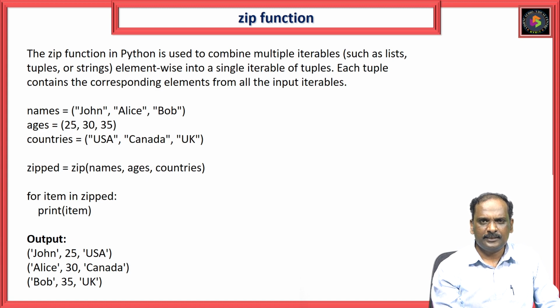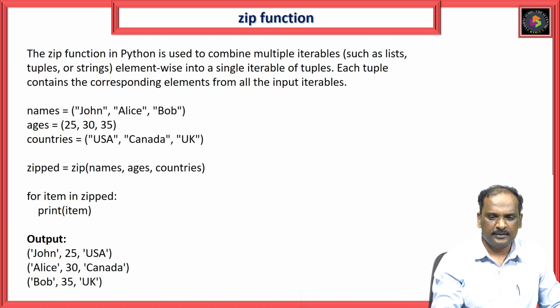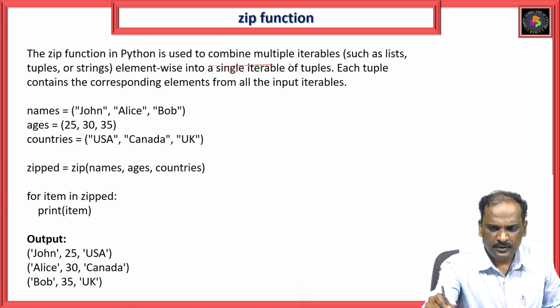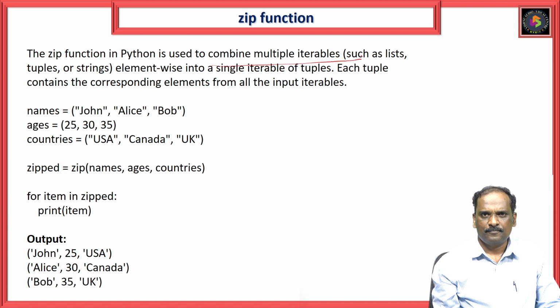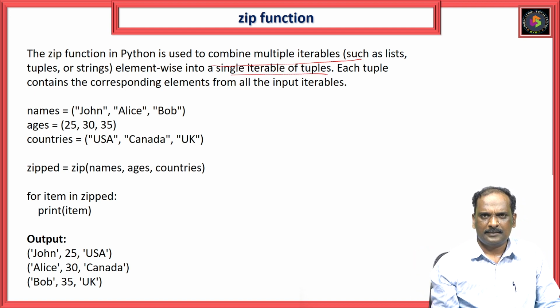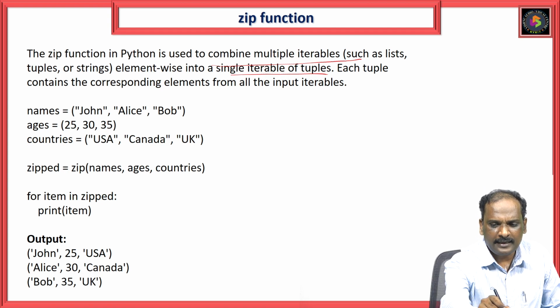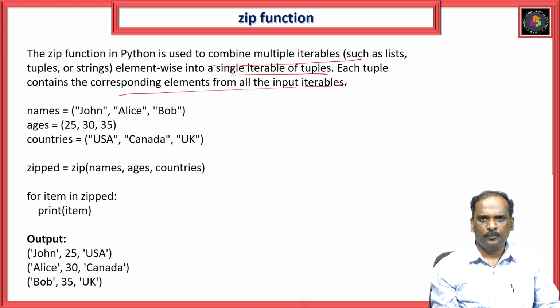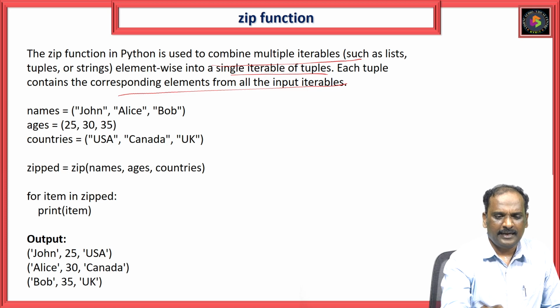Zip function. So the zip function is used to combine the elements of iterators. The iterator can be a list or a string or a tuple, element wise into a single iterable. So the zip function in Python is used to combine multiple iterables. The iterables can be lists, strings or tuples, element wise into a single iterable of tuples. Each tuple contains the corresponding elements of the input iterables. So here we shall see an example.